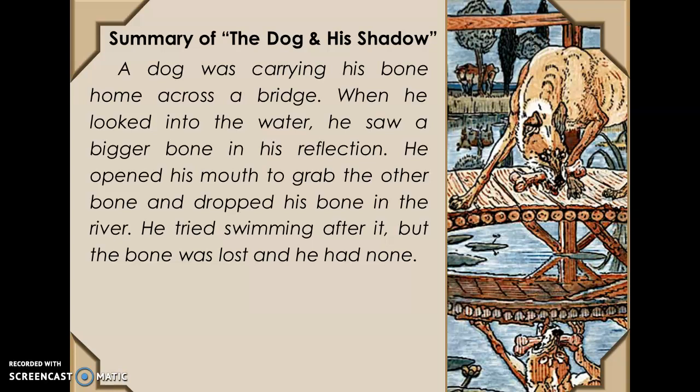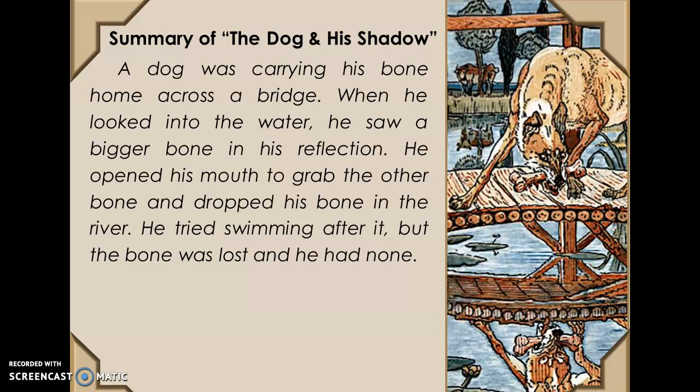So for the dog and his shadow, our summary would be that a dog was carrying his bone home across a bridge. When he looked into the water, he saw a bigger bone in his reflection. He opened his mouth to grab the other bone and dropped his bone in the river. He tried swimming after it, but his bone was lost, and he had none. So it adds details and more information to the initial summary we had written.